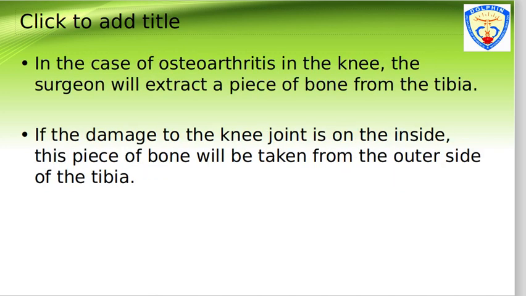And in the case of osteoarthritis in the knee, the surgeon will extract a piece of bone from the tibia. If the damage to the knee joint is on the inside, this piece of bone will be taken from the outside of the tibia. Meaning from where we are taking out the wedge depends on the side of the deformity.